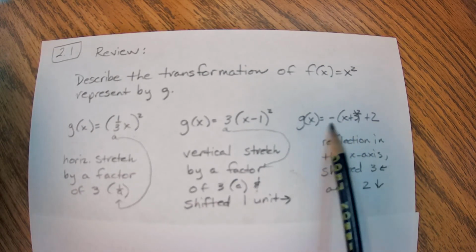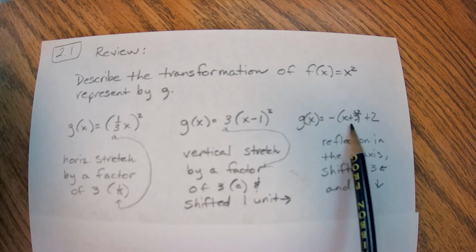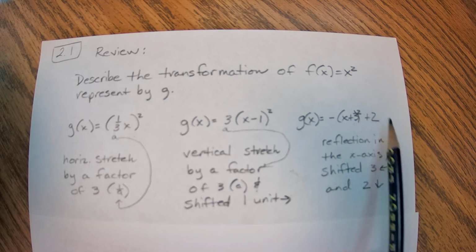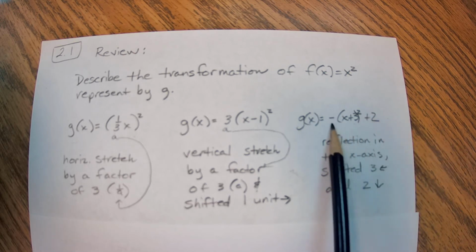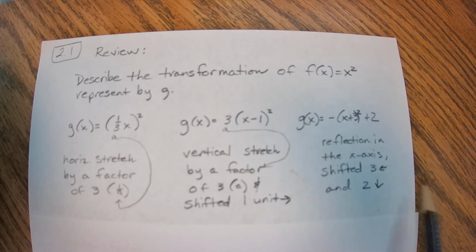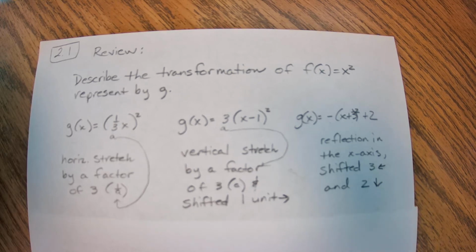This one is g of x equals the opposite of the quantity x plus 3 squared plus 2. So first of all, I know that this represents a reflection in the x-axis. It's shifted 3 units to the left and then 2 units down. So hopefully that was all just a review for you.